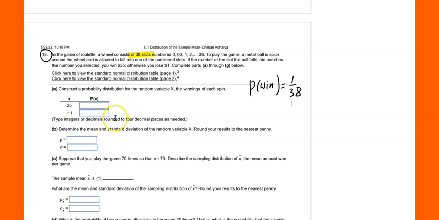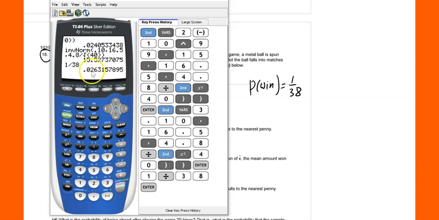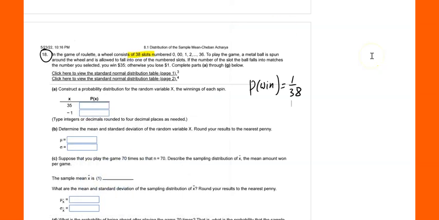Remember that you round to 4 decimal places. Since you divide 1 by 38, you get 0.0263. Okay, that's the 4 decimals. Therefore, you put here 0.0263.